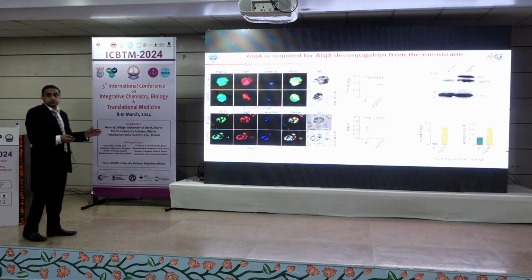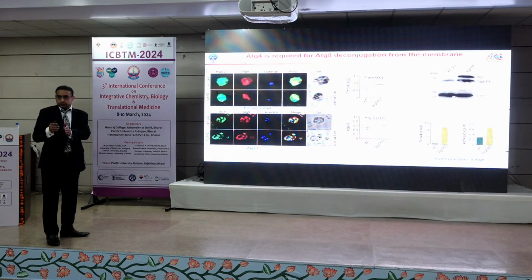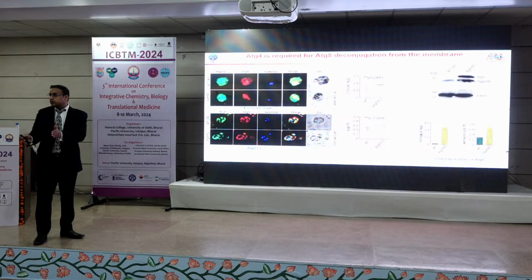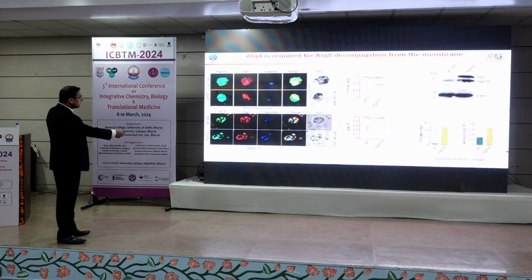Okay. So next we checked the role of ATG4 in deconjugation. When ATG8 is conjugated on the membrane, it should be deconjugated for the proper development of the apicoplast. So for this, here we did the localization.